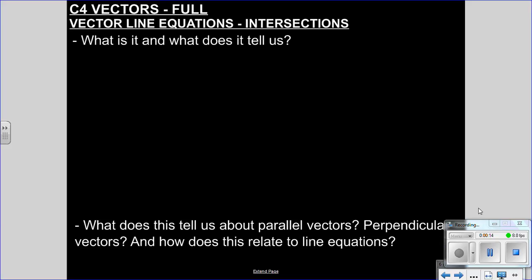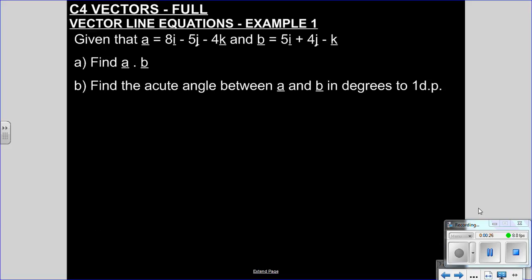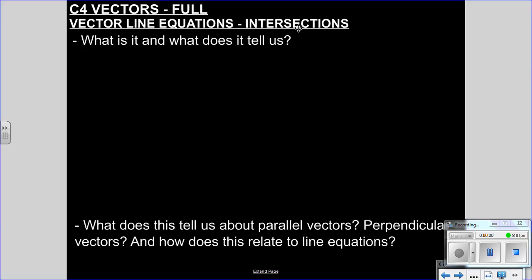Last section then, video-wise, on C4 vectors, and then you're kind of on your own. So vector line equations, intersections, we've dealt with that. And now we're going to be working with the dot product. So that really should say dot product. Okay, let's do that.